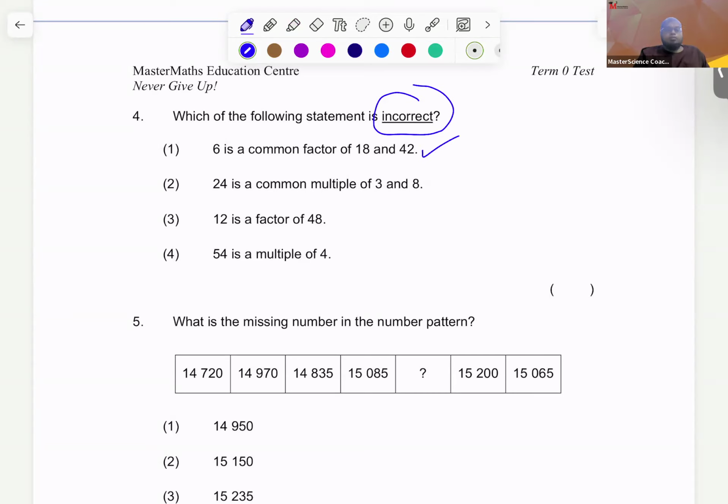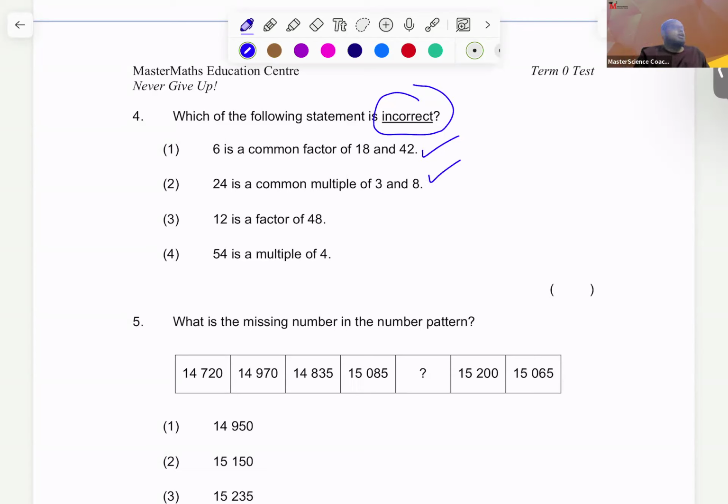24 is a common multiple of 3 and 8. Correct? Because 24 is a multiple of 3, 24 is also a multiple of 8. 12 is a factor of 48. Correct or not correct? 12 can times something to get 48, correct? Or 48 can also divide by 12.